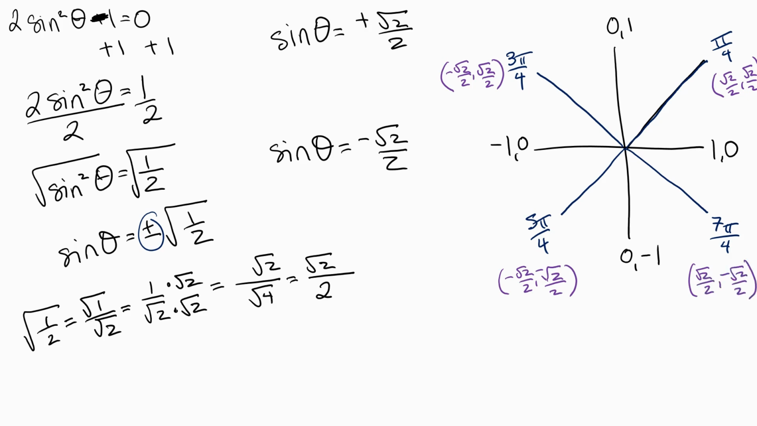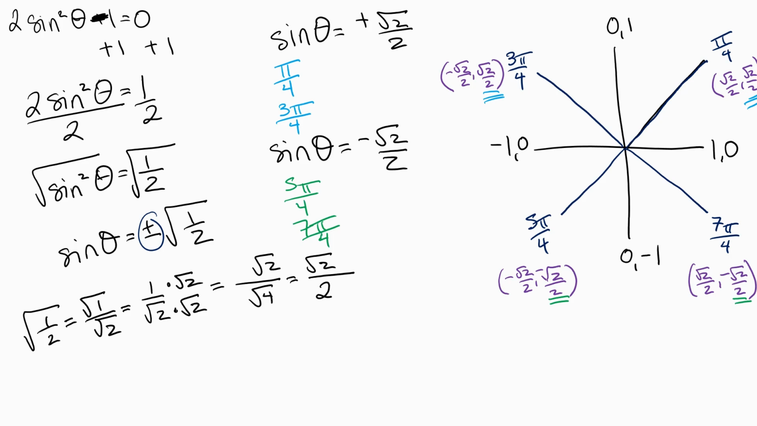All right, so now that we've done that, let's go back. We're looking for sine theta, which means it's our y value. So we are looking for the first one, positive root 2 over 2. That's over here and over here. So that's going to be pi over 4, 3 pi over 4. And then for negative, as you notice, this has a little bit more answers than the other one. We're looking for negative root 2 over 2. So that's going to be 5 pi over 4 and 7 pi over 4.